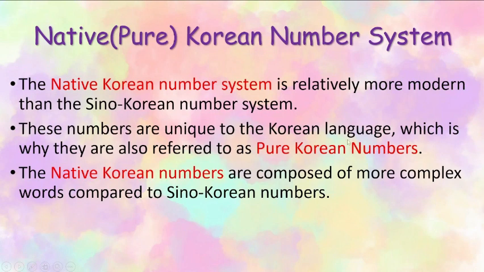जब हम Sino-Korean की बात करते हैं, तो those numbers are derived from Chinese origin. But the native or pure, ये word खुद ही बता रहा है that these numbers, they are unique to the Korean language. And therefore, they are also referred to as pure Korean numbers. Okay? Now, as I said earlier, Sino-Korean numbers, they are shorter and easier as compared to native Korean numbers. Why? Because native Korean numbers, they are composed of more complex words. You'll see this when we are going to learn the numbers in both of these number systems. Okay?